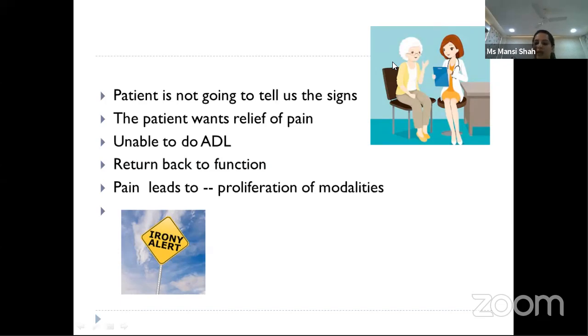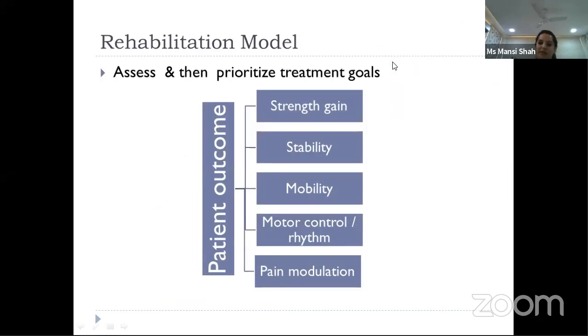We need to explain to the patient that the irony of the entire thing is that unless we kick off the strength of the rotator cuff, pain is not going to resolve completely. Now that we've achieved this, we would want to assess the patient and prioritize our treatment goals.